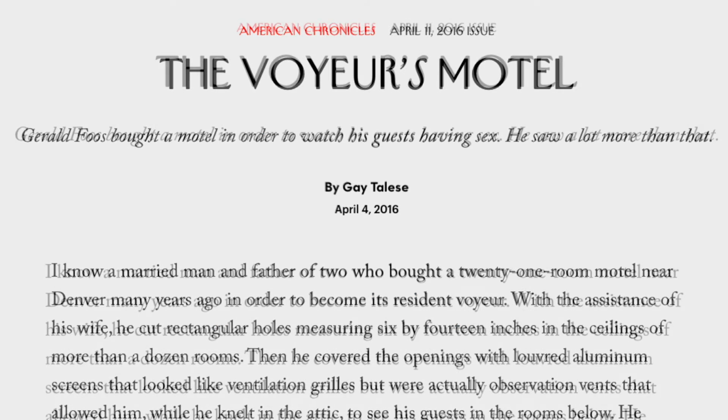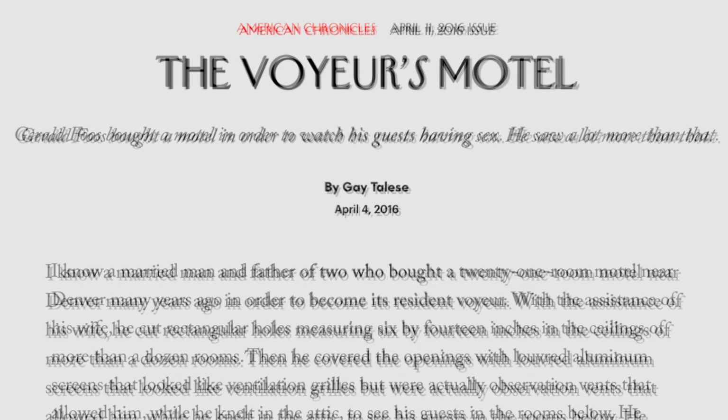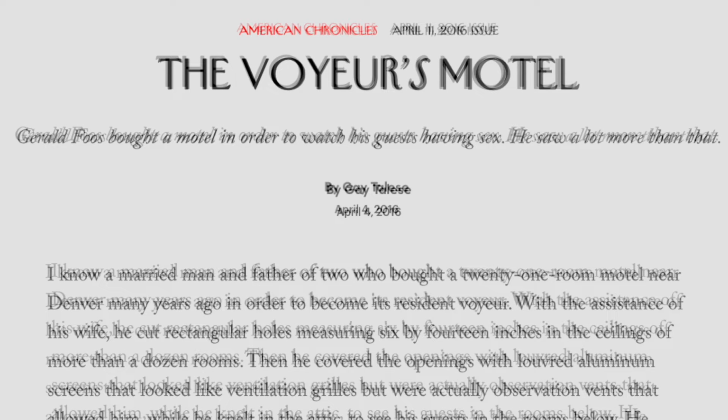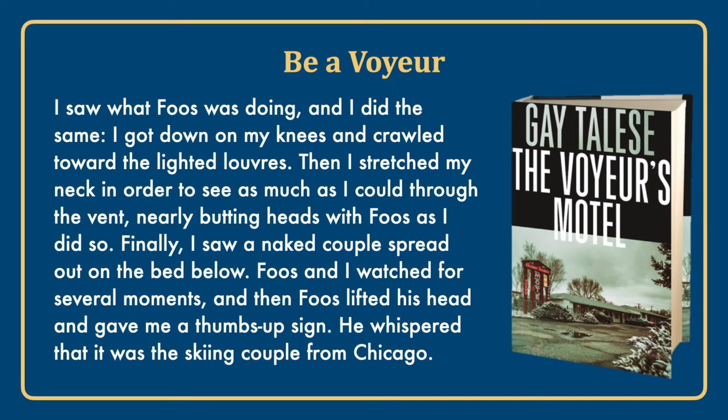Consider Gay Talese's controversial portrait of a voyeuristic hotel owner who spied on the people who stayed at his motor lodge. In this passage, Talese describes joining the hotel owner for a look through the peephole over a room in the hotel. I saw what Foos was doing, and I did the same. I got down on my knees and crawled toward the lighted louvers. Then, I stretched my neck in order to see as much as I could through the vent, nearly butting heads with Foos as I did so.